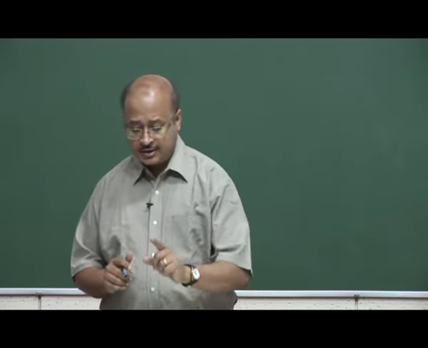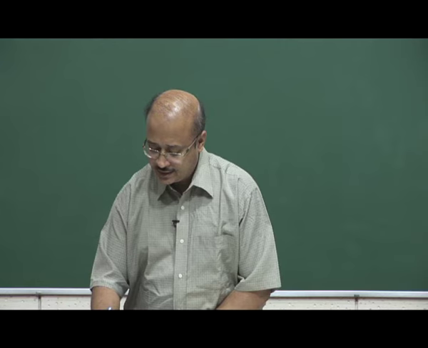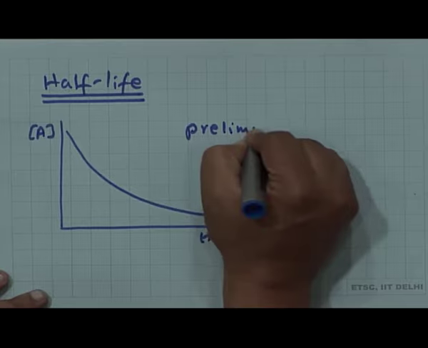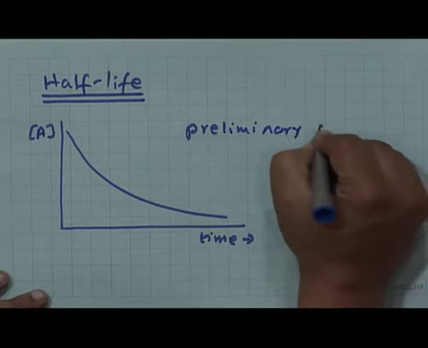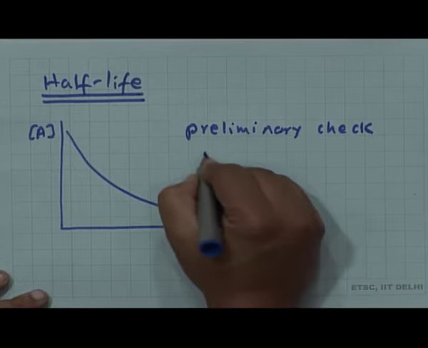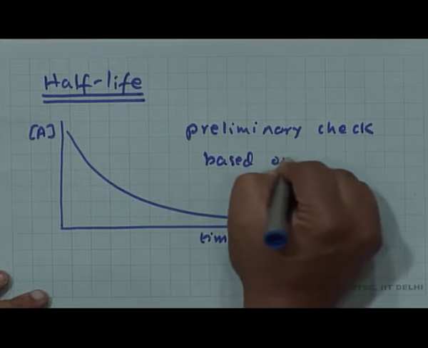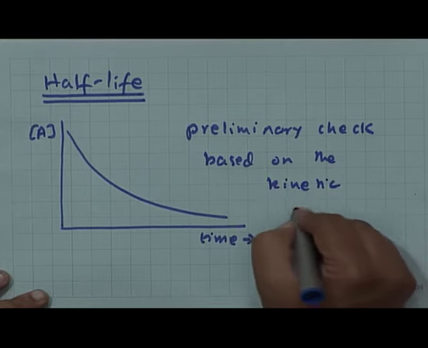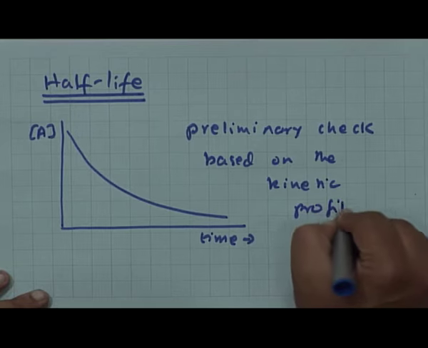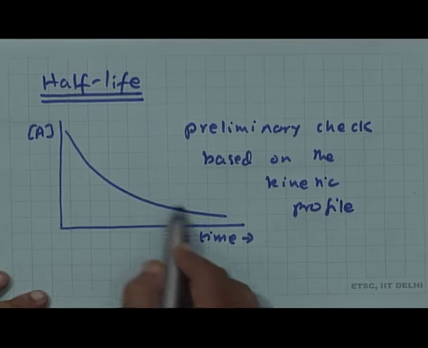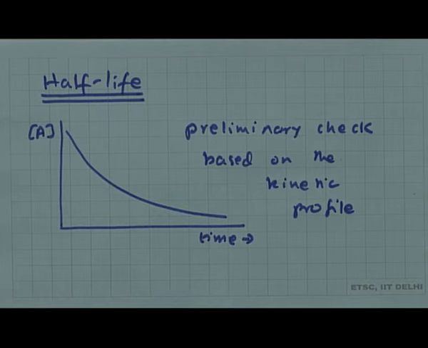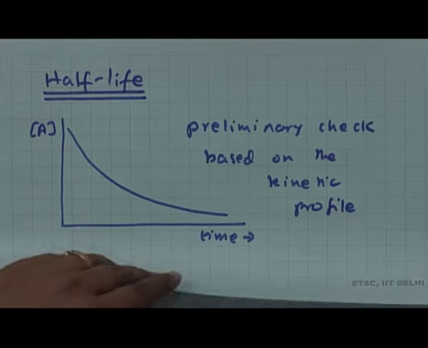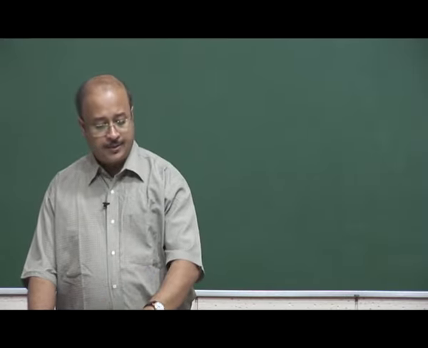So, that is why this half life was some sort of a preliminary check based on the kinetic profile. That means based on this kinetic profile, can we say something about the type of the reaction that you have or you are studying?